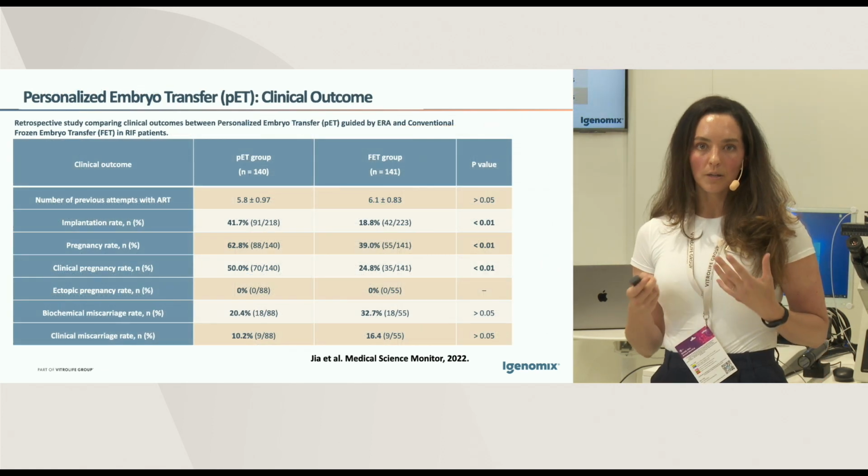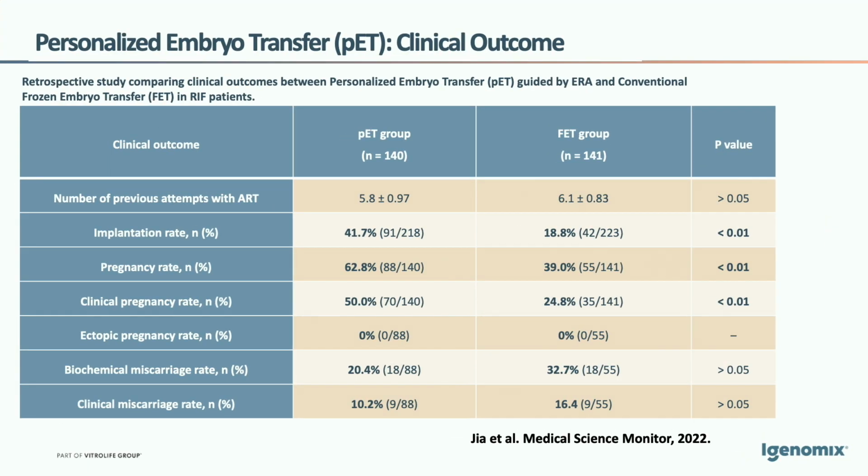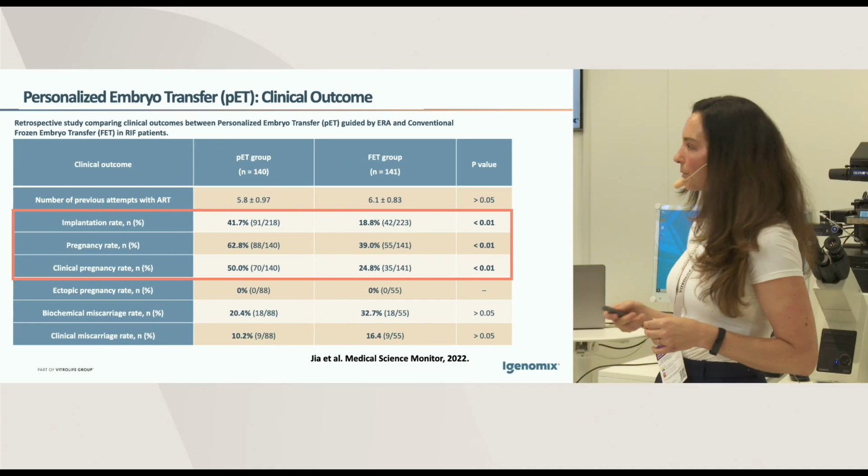To give a quick overview of some of the results of this publication, I chose two recent publications, one from Jha et al. in 2022. Here, they compared the clinical outcomes between RIF patients who underwent a personalized embryo transfer guided by ERA versus RIF patients who underwent a typical frozen embryo transfer at the standard time. And what this group found was a significant improvement in implantation rate, pregnancy rate, and clinical pregnancy rate for those patients with recurrent implantation failure who underwent the ERA test and subsequent guided personalized embryo transfer.